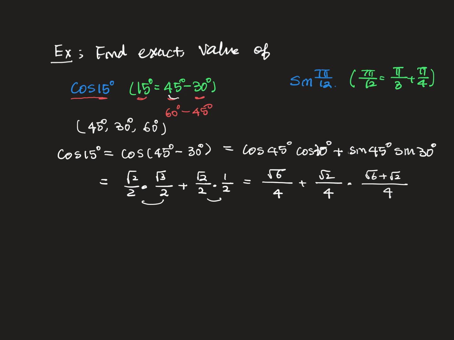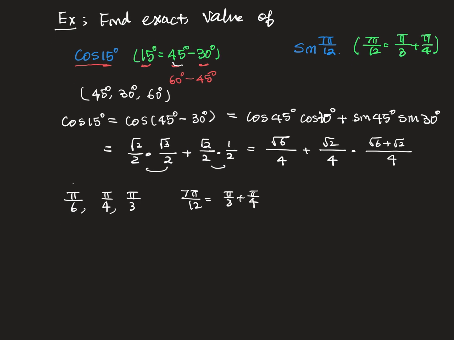Okay, that's the first one. The second one is where we're going to use radians. Radians are the same idea. The special angles for radians, if you remember correctly, are pi over 6, pi over 4, pi over 3 in the first quadrant. That's what you're going to use to find the combination for 7 pi over 12. I put 7 pi over 12 as pi over 3 plus pi over 4. That's how you make it. So how can we find it?